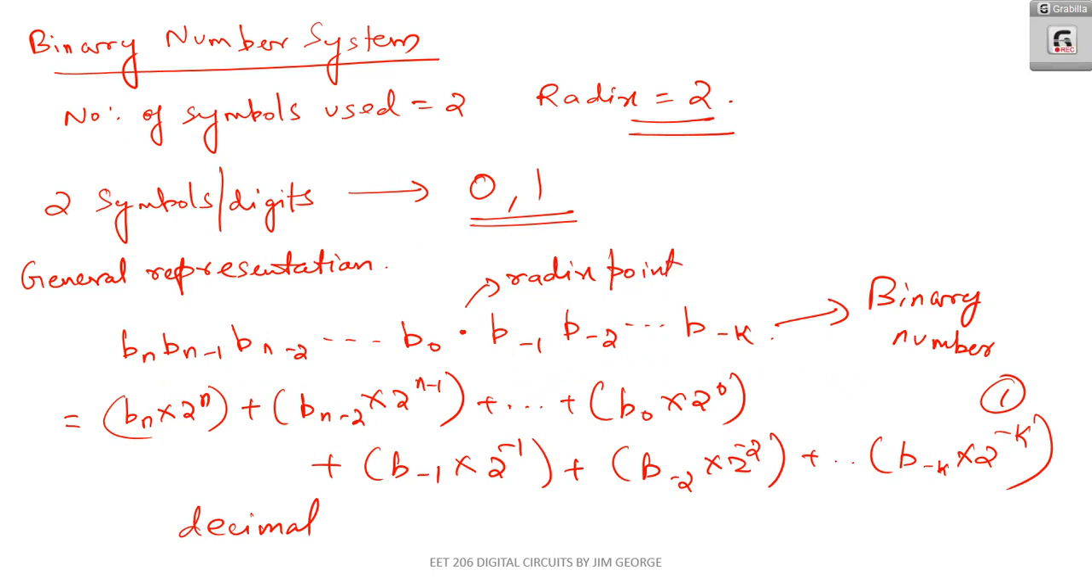B minus k. If you are converting that binary number to decimal, I can use this formula: Bn into 2 power n plus Bn minus 1 into 2 power n minus 1, etcetera, B naught into 2 power 0 plus B minus 1 into 2 power minus 1 plus B minus 2 into 2 power minus 2 plus etcetera, B minus k into 2 power minus k. In the decimal number system, instead of this 2, we have 10 because the base is 10. But here the base is equal to 2. Therefore, we are using the number 2.